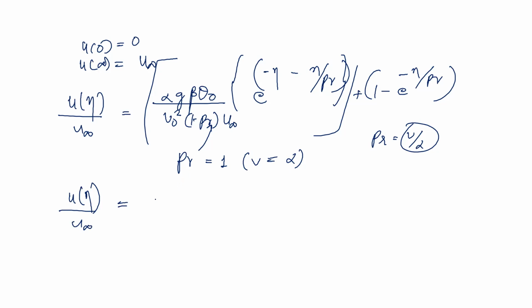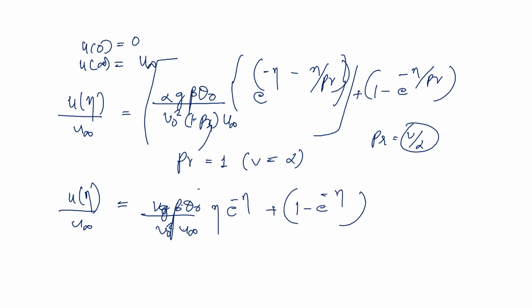So in that case, it just reduces to g beta theta O by nu square u infinity into eta e raised to minus eta plus 1 minus e raised to minus eta. So this looks like a very rugged form, which is not actually satisfying. So let us try and rearrange it. Okay.